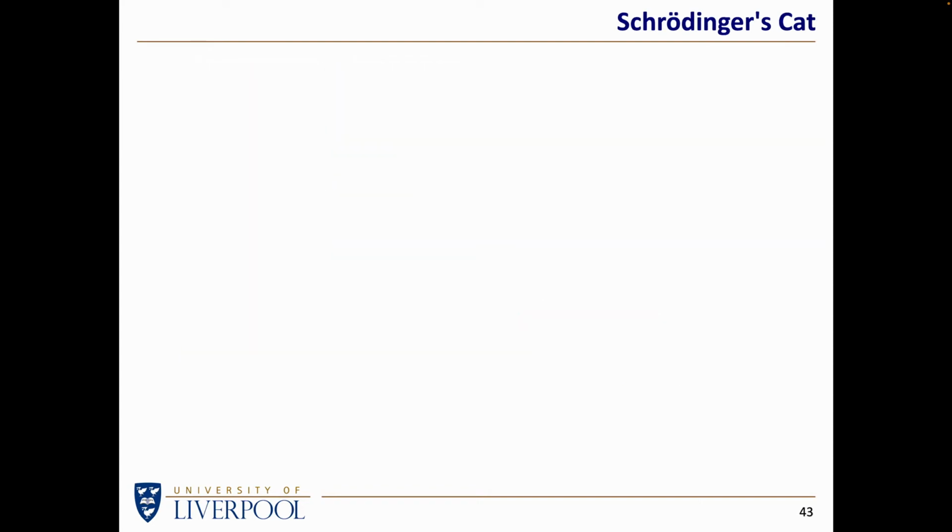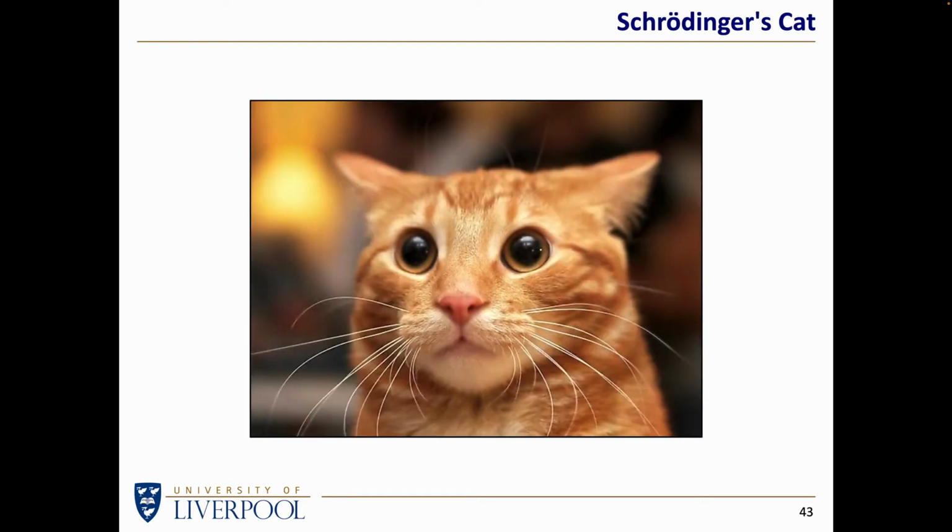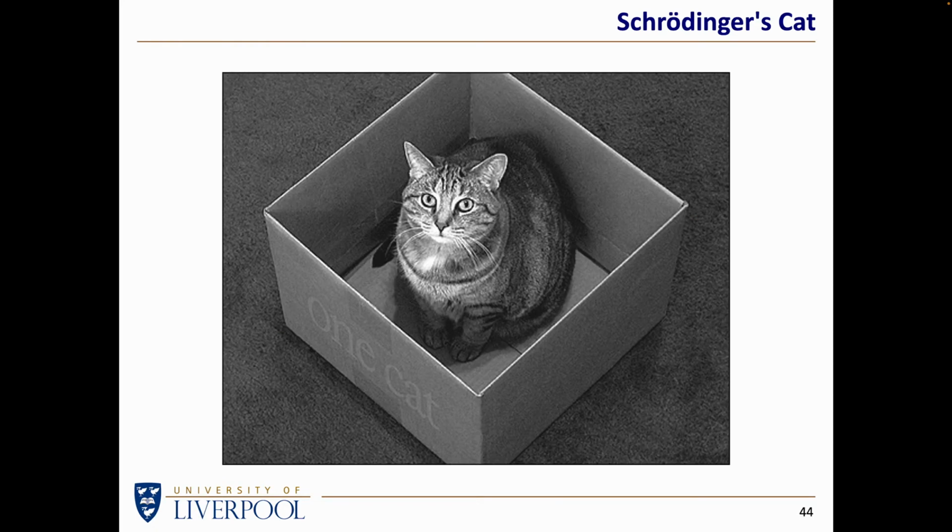The second example is Schrödinger's cat. So let's kill a cat. Oh, don't worry, we're not actually going to kill a cat. This is a thought experiment that Schrödinger came up with, and he said, let's imagine, not a real experiment, let's imagine putting a cat in a box.